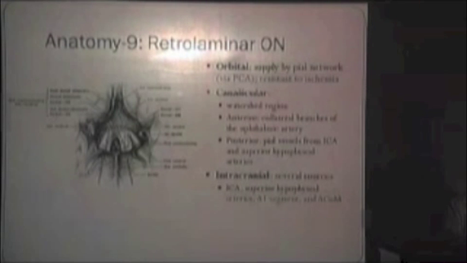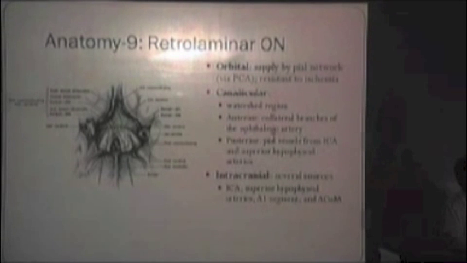The retrolaminar part of the optic nerve is supplied depending on what zone they are in. The orbital part, we had already described, has a rich plexus of blood vessels in the pia mater, and it is very resistant to ischemia. The intracanalicular part of the optic nerve, which is the part in the bone, is the watershed region between the ciliary arteries and the ophthalmic vasculature versus the brain vasculature by itself.